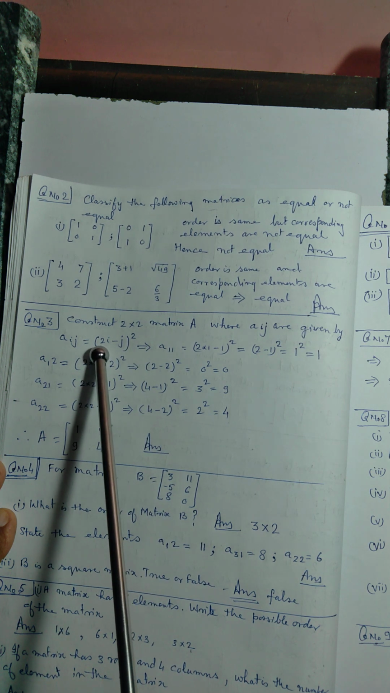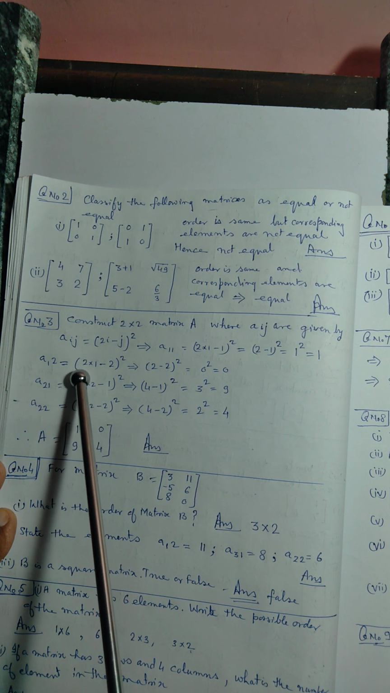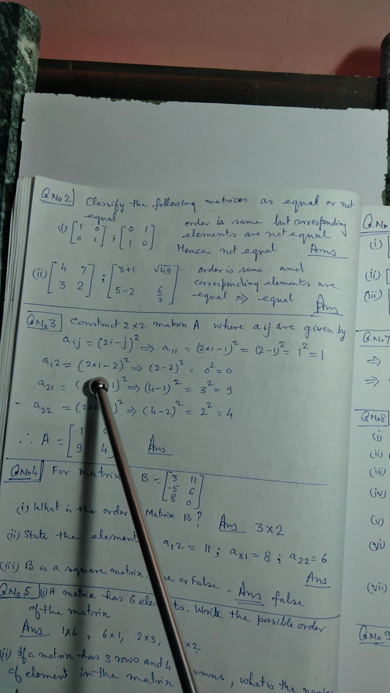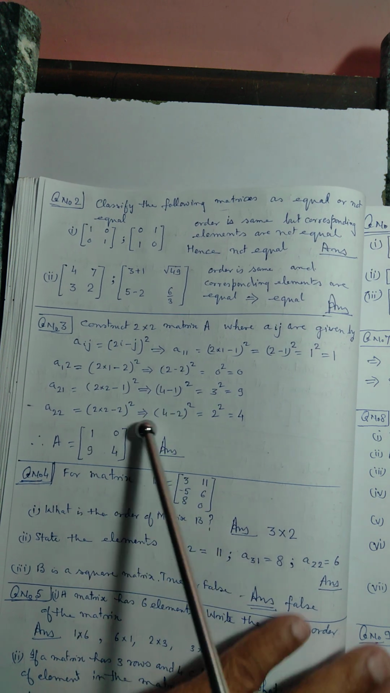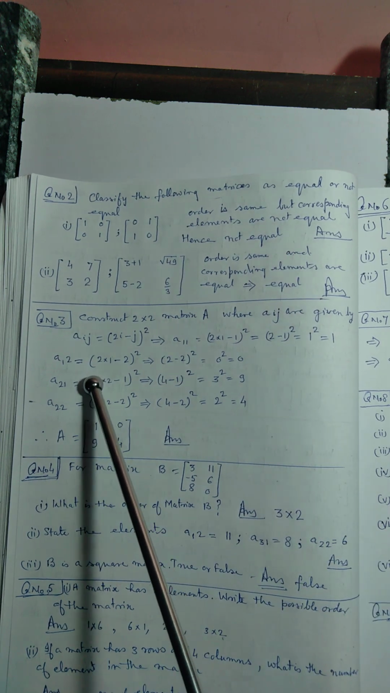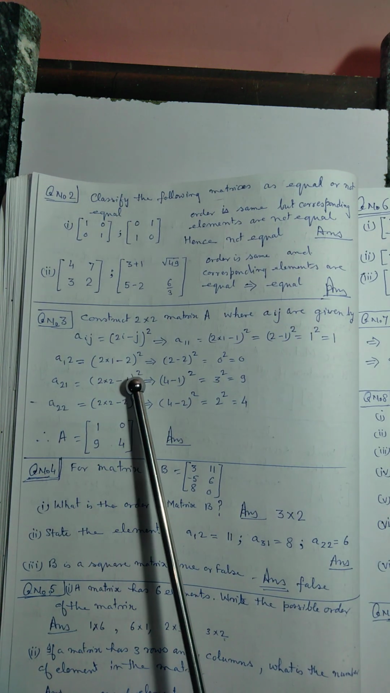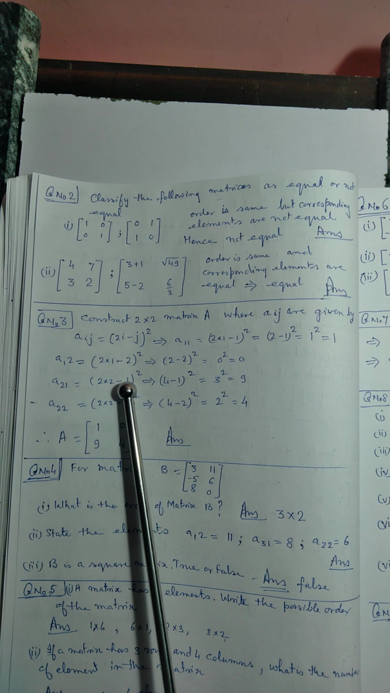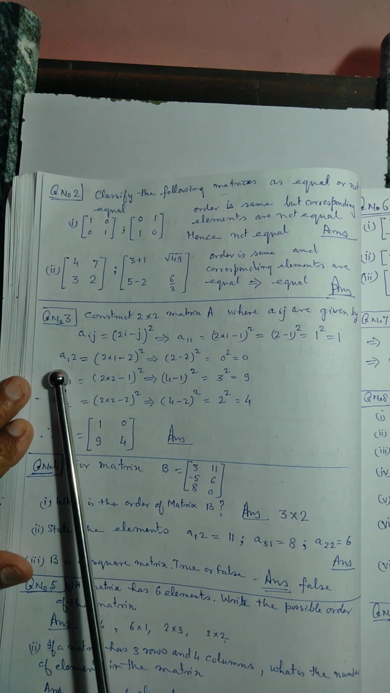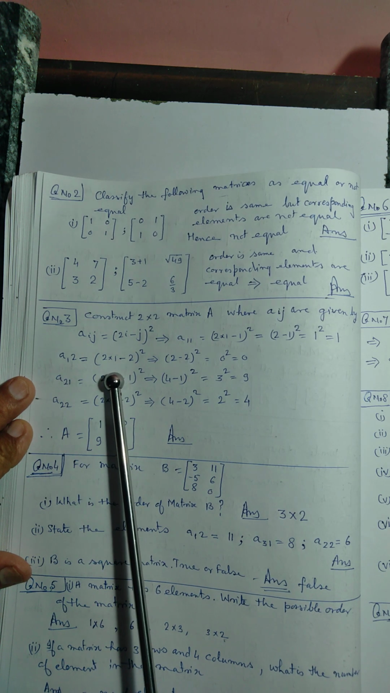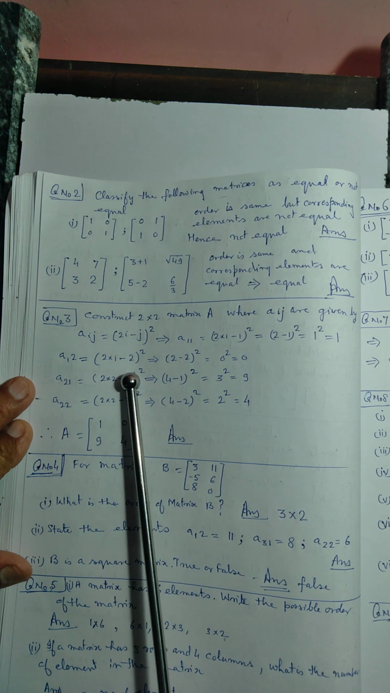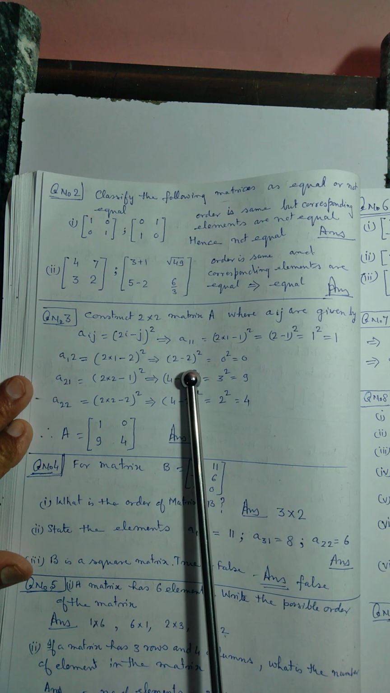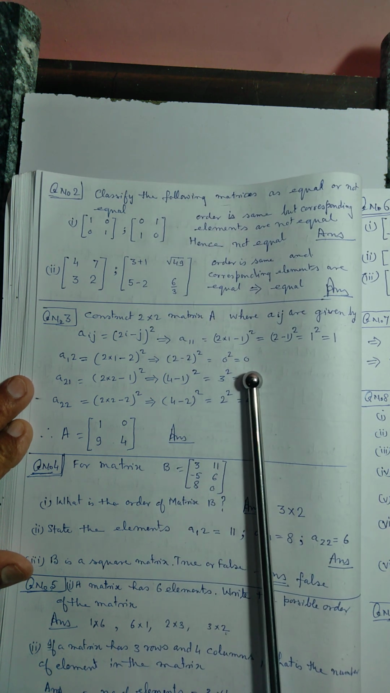So according to this formula which is given here, we have to substitute it. So 2 into 1, 2 into 1 minus 2. Why minus 2? Because the j is the number of column. So this is the first row, second column. So 2 into 1 minus 2 whole square. Solve it, you will get 2 minus 2, that is 0 square, that will be 0.